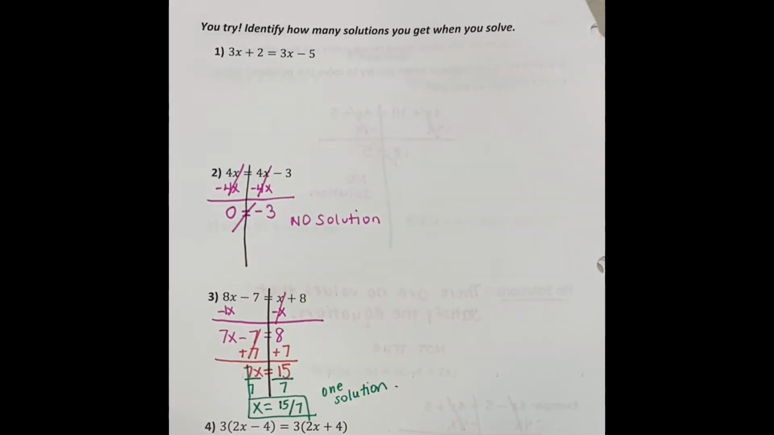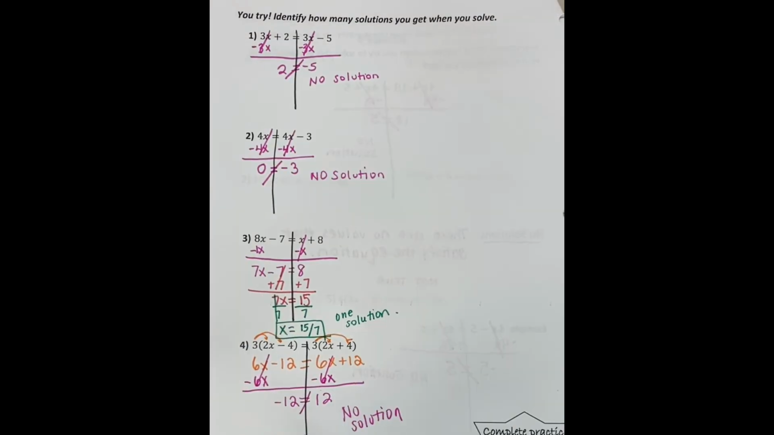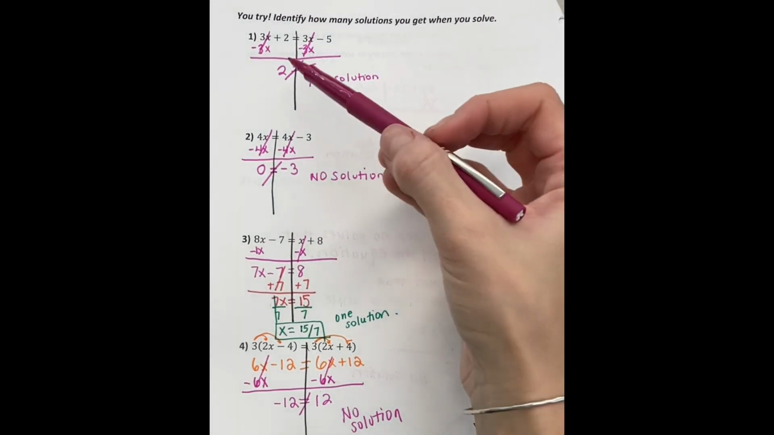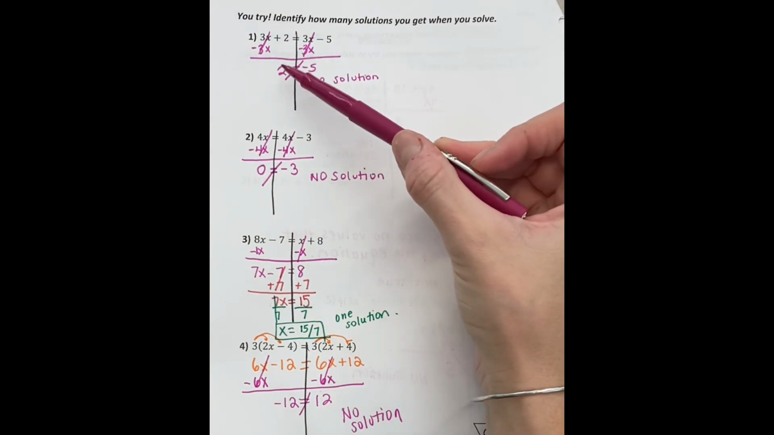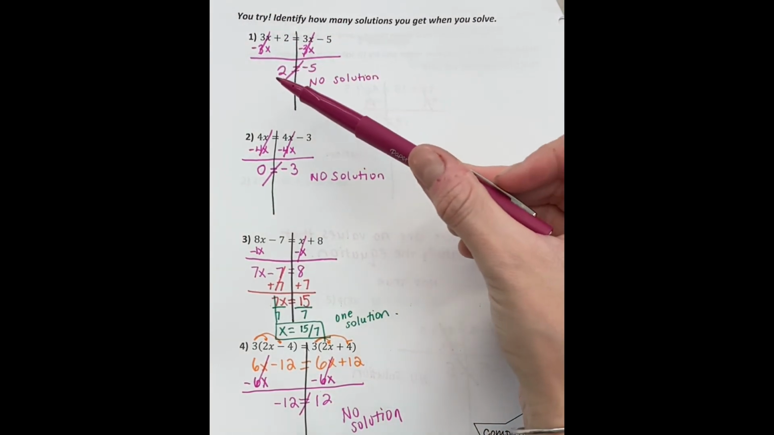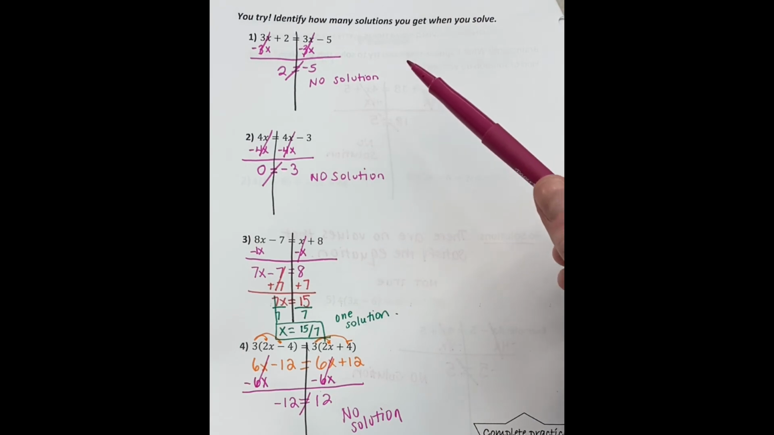So I'd like you guys to try 1 and 4 on your own and come back when you have the answers to check them. So if we take a look at question number 1, we need to get the variables on one side. So I subtract 3x on both sides, and I'm left with 2 equals negative 5. That is not a true statement, so that means that there are no solutions.